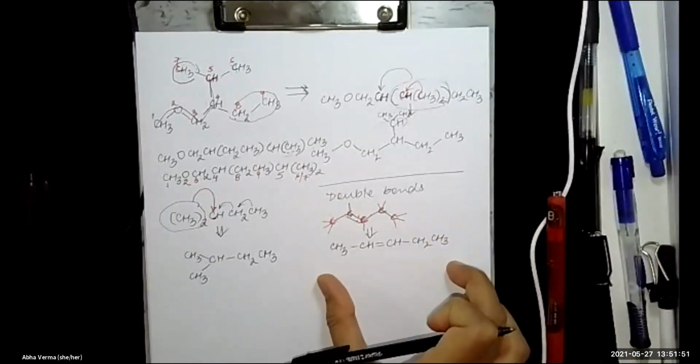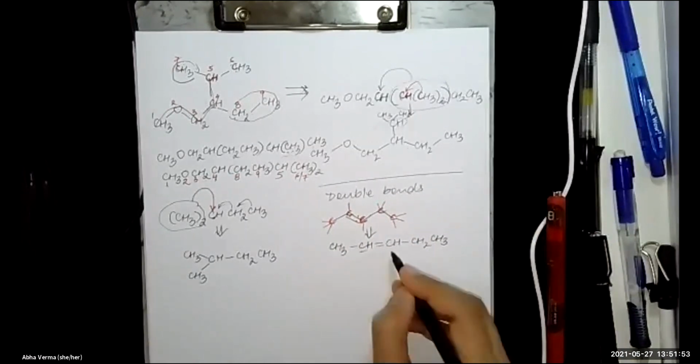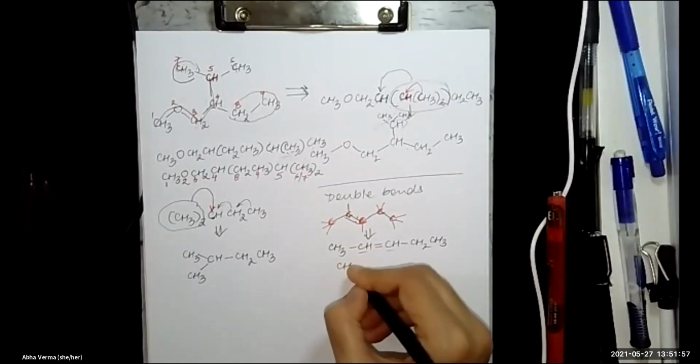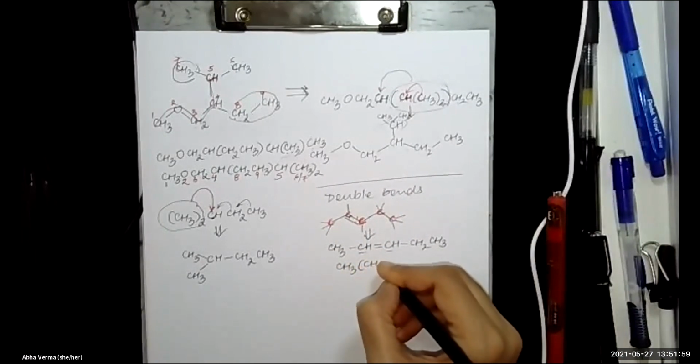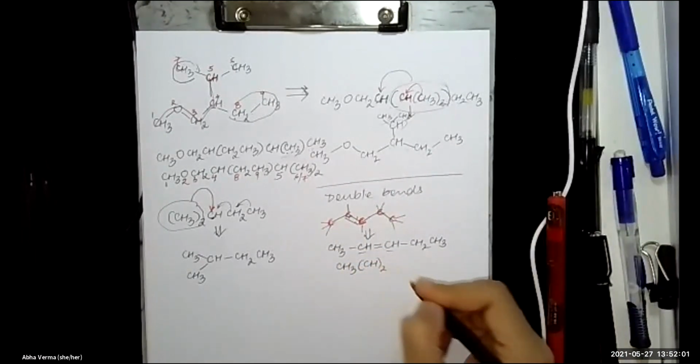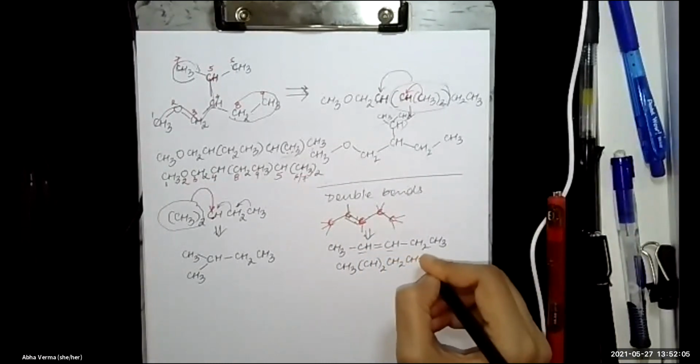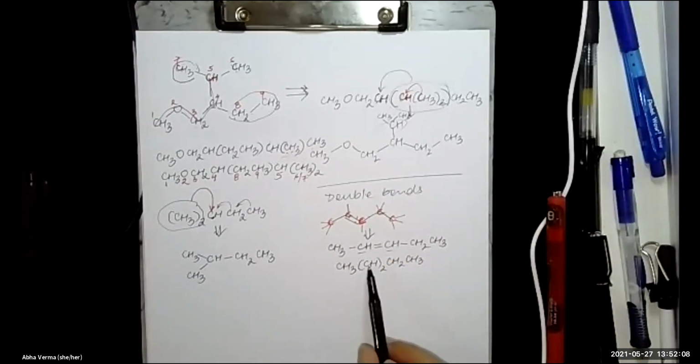And if I have to write my condensed version now, I see my CH units are being repeated. CH3, parentheses, CH, twice, CH2, and CH3. I don't have to write my C double bonded C.